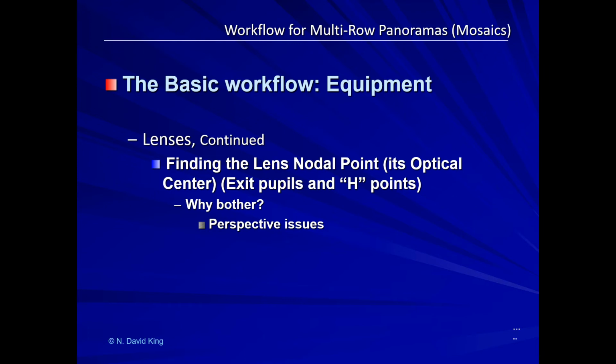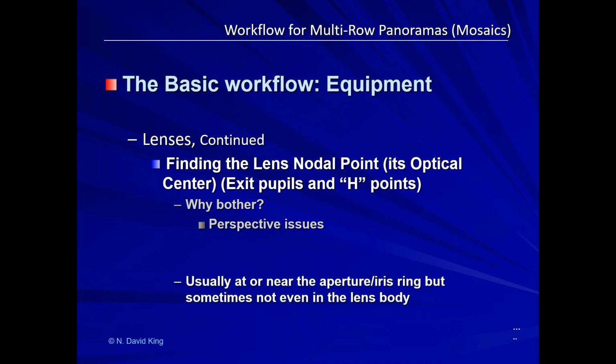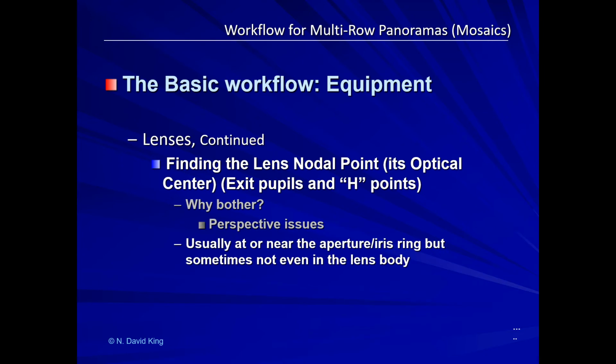That optical center is where the incoming light rays cross. At that point, everything lines up. If we move that point during the shooting, then things no longer line up. Usually, it's at or near the aperture of the iris ring, which would make sense because that's where the incoming beams have to cross. But there are some lenses where that optical center actually is outside of the lens body.